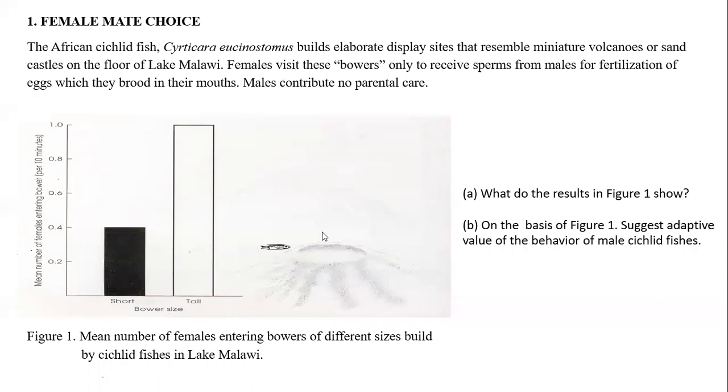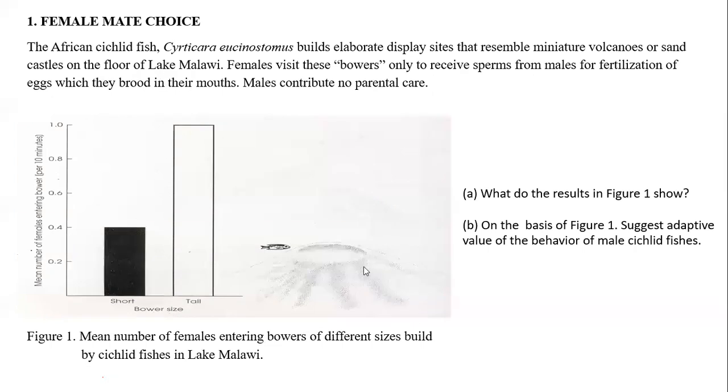Now, the females will be coming to these castles where they are going to meet the males, where they are actually going to collect sperm from the males for fertilization. Once fertilization has taken place, the females then take these fertilized eggs into their mouth, and then, of course, the male disappears.